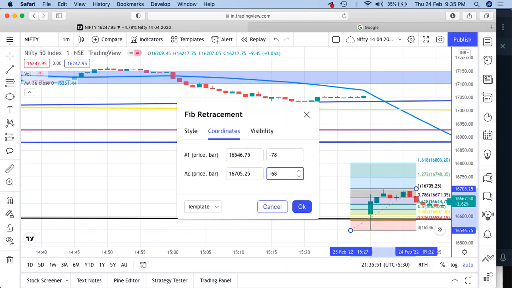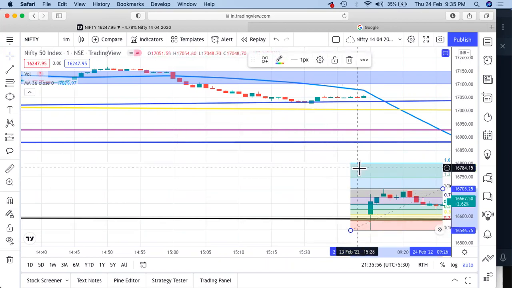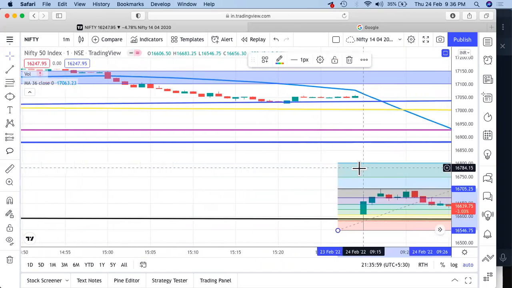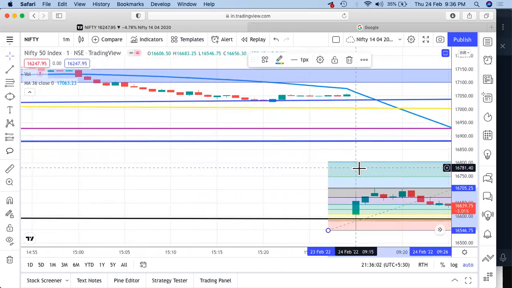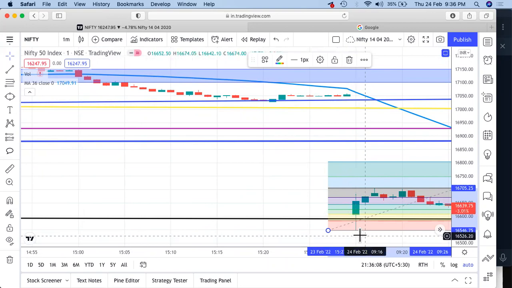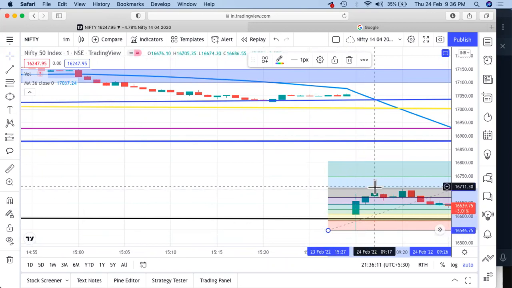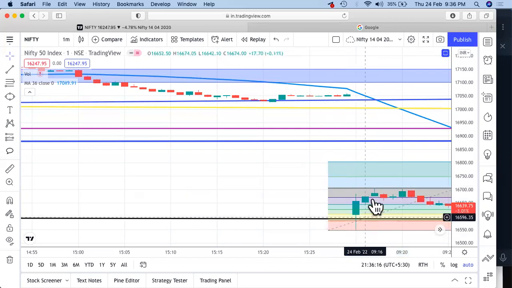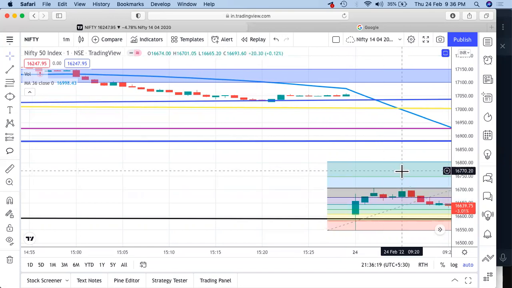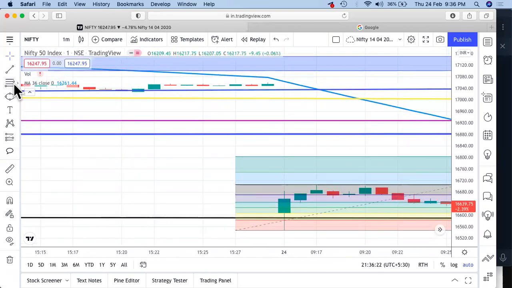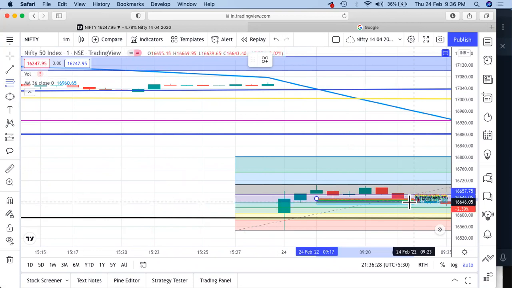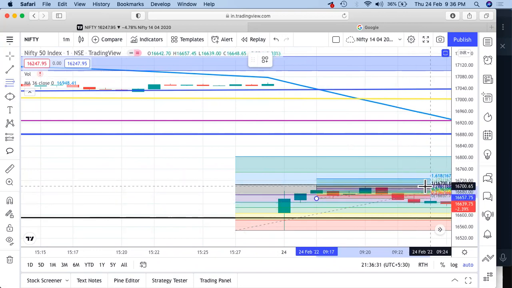What I do is I just keep on moving my cursor further. Till the time it is not breaking, I just take down the low and the high. That's it, nothing more than that. So this is my first Fibonacci. Apart from that, once I know that this is the high point which has been made, I draw one more Fibonacci, marking just the high and low part.